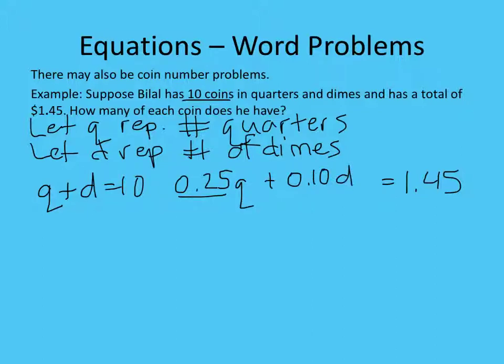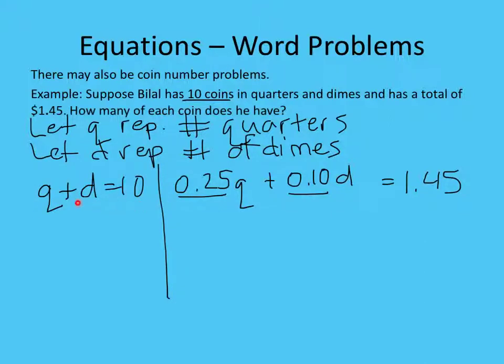Dimes are 10 cents. So the number of dimes times the value gives you that. So 25 cents times the number of quarters plus 10 cents times the number of dimes gives you $1.45. So these are our two equations that we're going to be using to solve. If you look at this one, there are 2 variables. I can't solve this with 2 variables. I need to replace one of these with something to get rid of it.